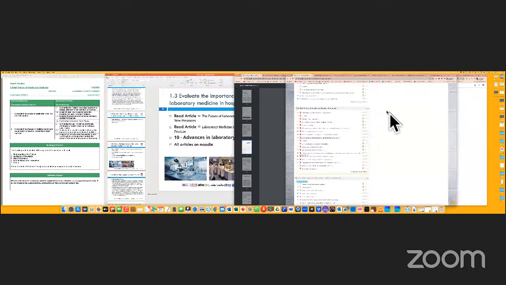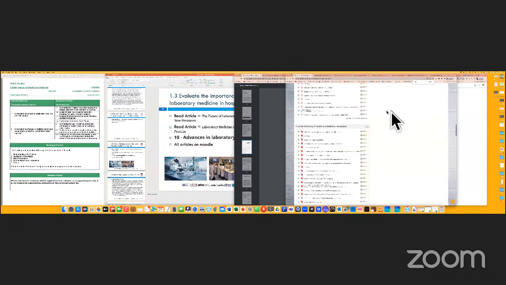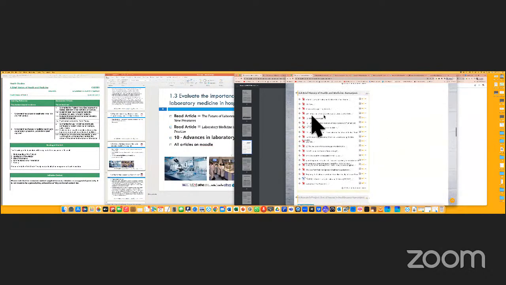And if I go into this particular window, if I look at the brief history of medicine, they are labeled as task 1.3. 1.3 advances in laboratory medicine, the history or evolution of laboratory medicine, and the future of laboratory medicine. 1, 2, and 3. Okay. Is that okay? Okay. Yeah. Okay. Thank you. No worries.